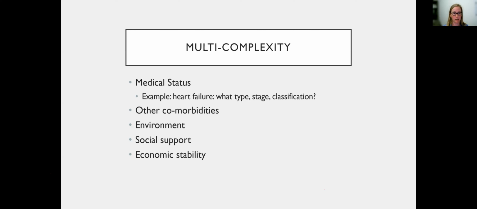Economic stability, because if those basic needs are not being met, it is going to impact how important the mobility aspect is to them. And availability of resources. So if we're recommending a certain type of exercise that requires equipment, do they have the availability or access to that? Or do we need to find options that are more home-based?